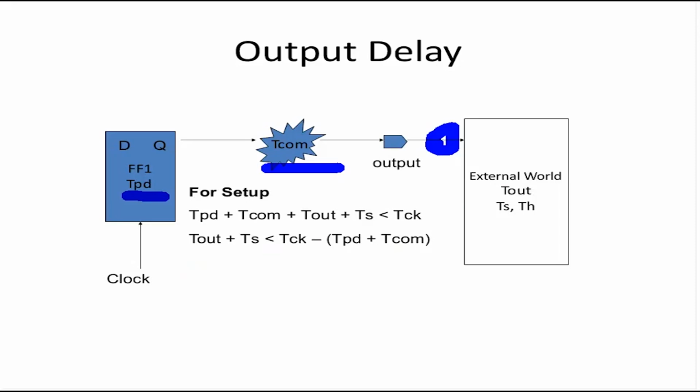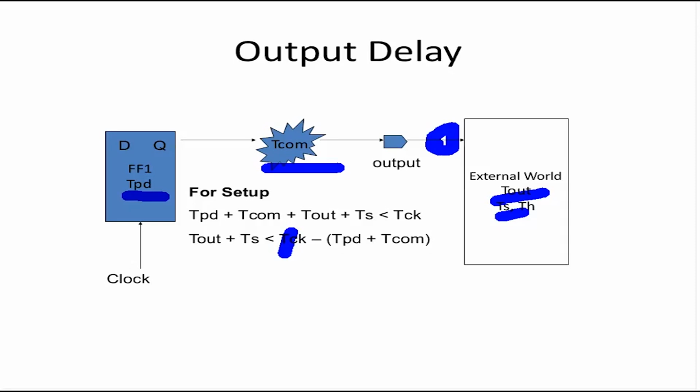Again, I'll rearrange. On the left hand side, I'll keep what is the estimate part. What is the external world? Tout and Ts. And I'll rearrange. So Tout plus Ts should be less than Tck minus Tpd plus Tcom. What this tells me is that, let's say there's a clock period again of 10 ns. I'll choose this 10 nanoseconds.